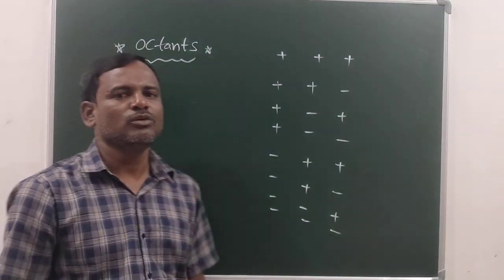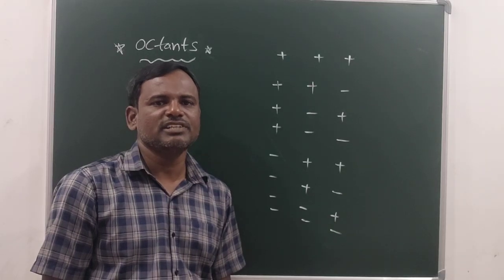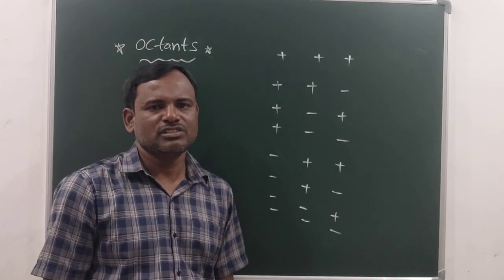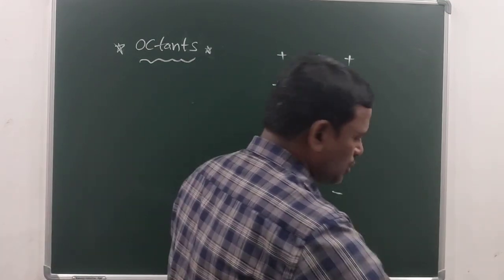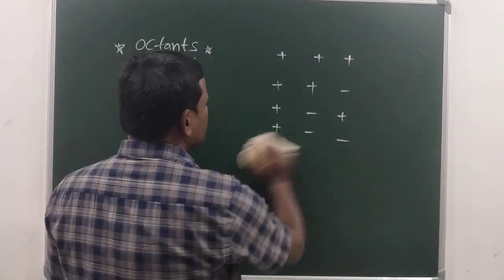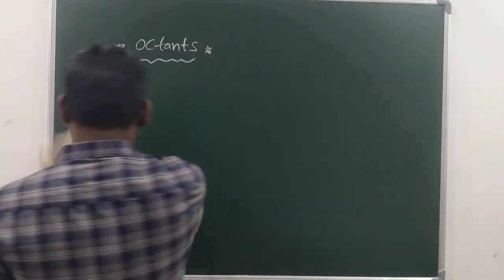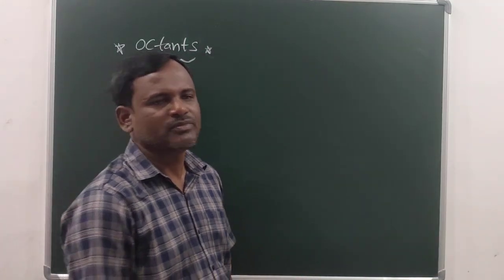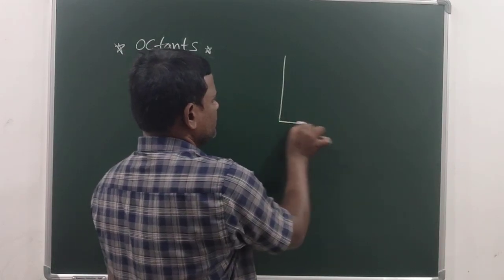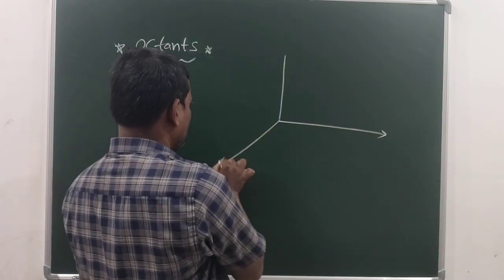Like this we will get the signs in the 3D coordinate geometry. I hope you have got it. So if a point belongs to the x-axis, what will be the coordinates of that point? Same as in 2D.